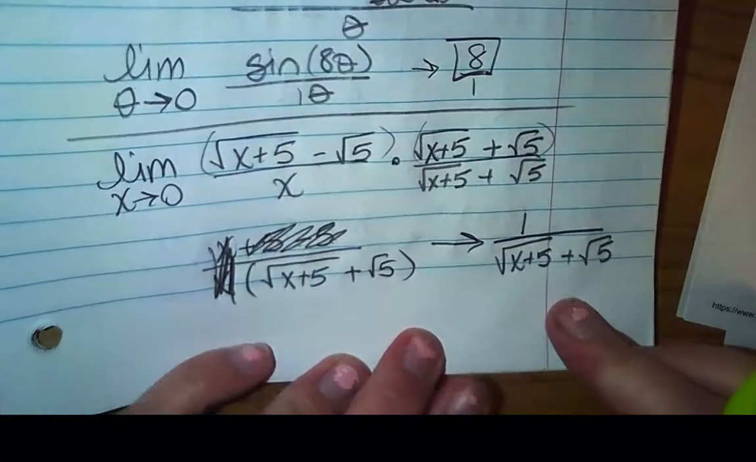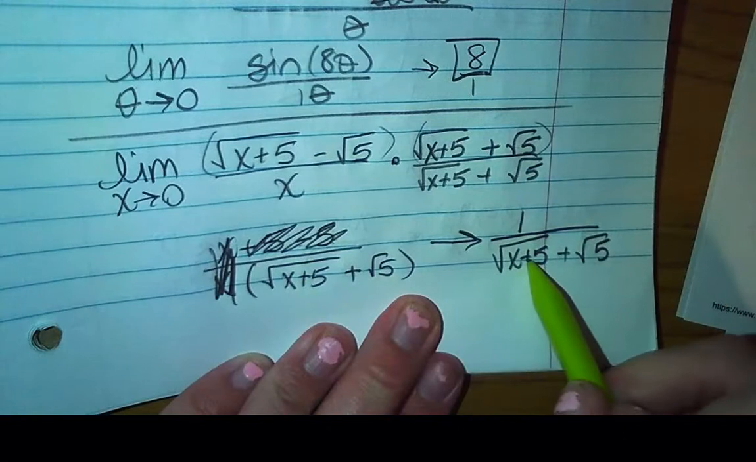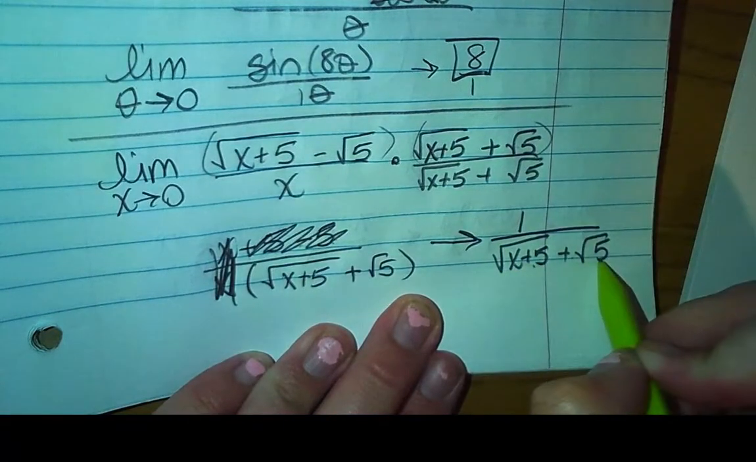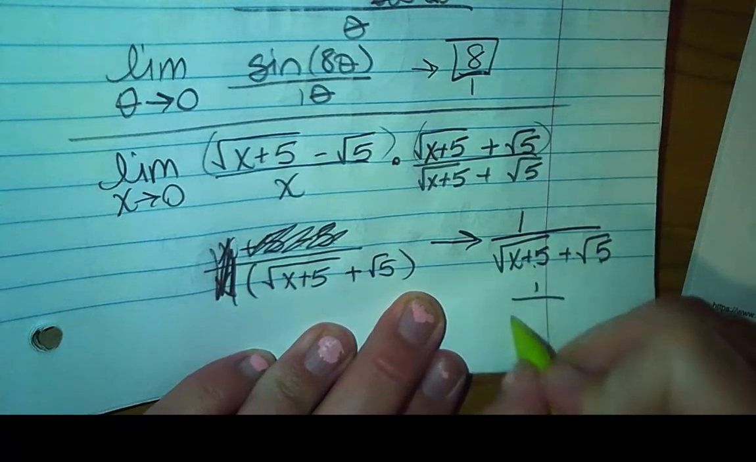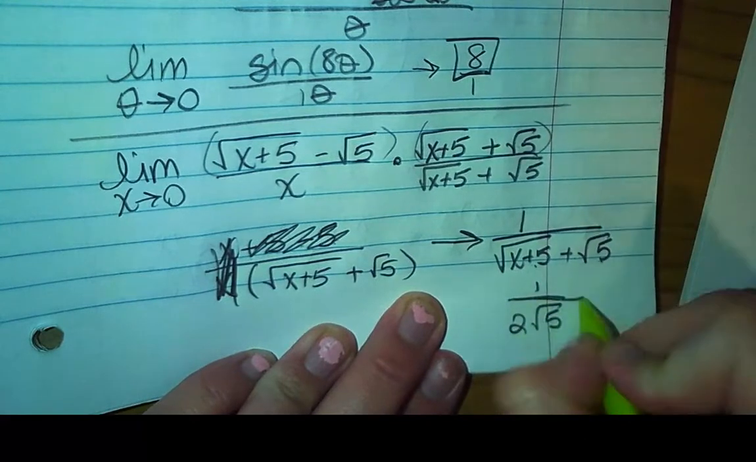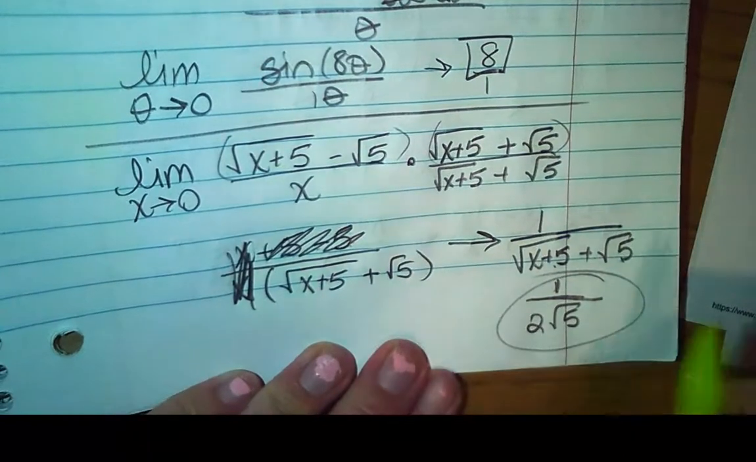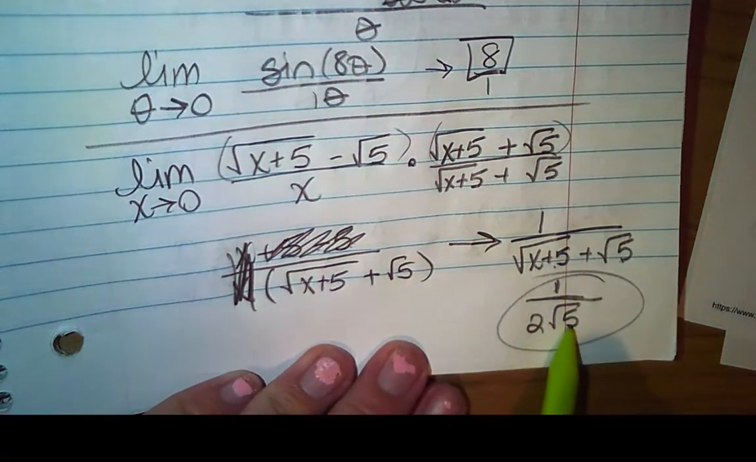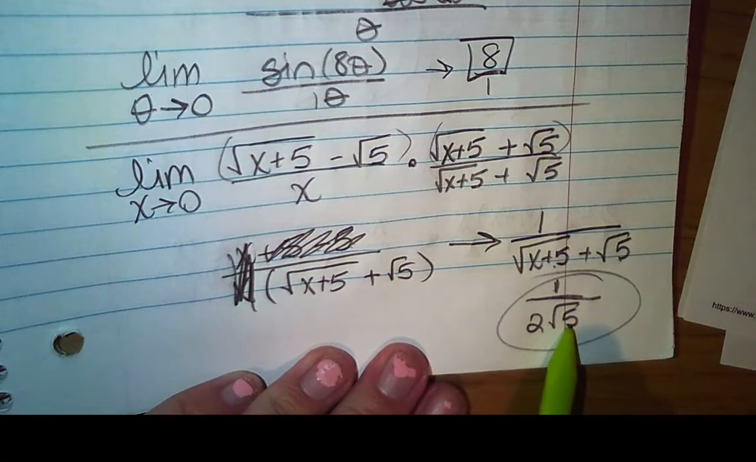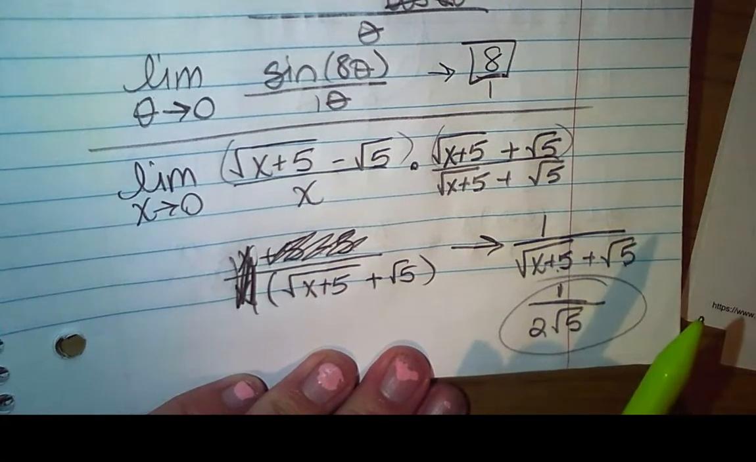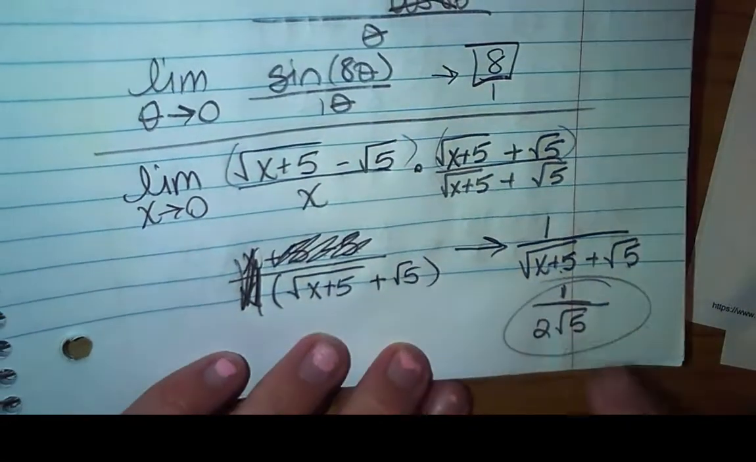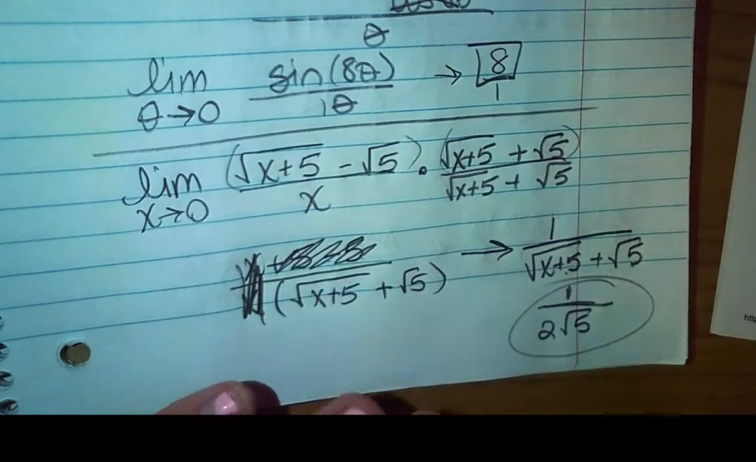So what do I have for an answer? If I shove in a 0, I'm going to get root 5 plus root 5. Well, that means I must have 2 root 5s. So your answer is 1 over 2 root 5. Now here's a little secret. Don't tell anybody. The higher up you get in math, we acknowledge that you should rationalize, but we usually don't. Okay? Just because we're like, oh, hey, you can do that. So I'm not going to bother rationalizing it. WebAssign will take it as correct.